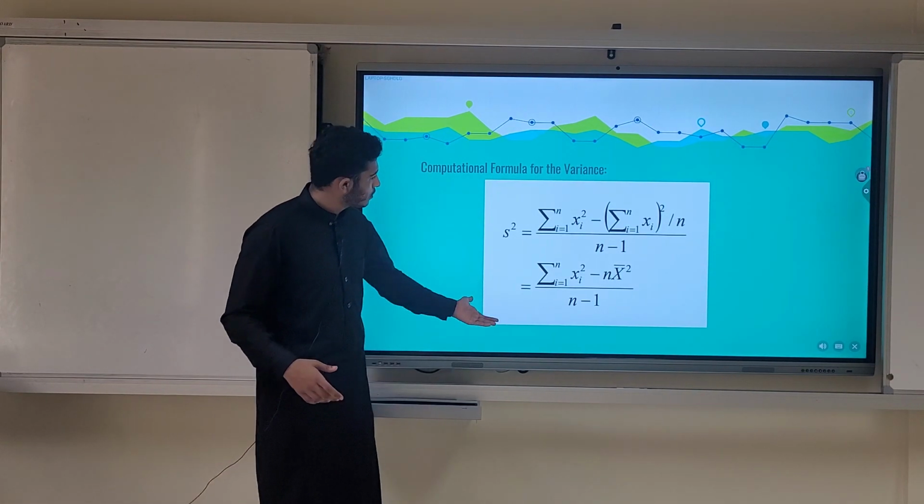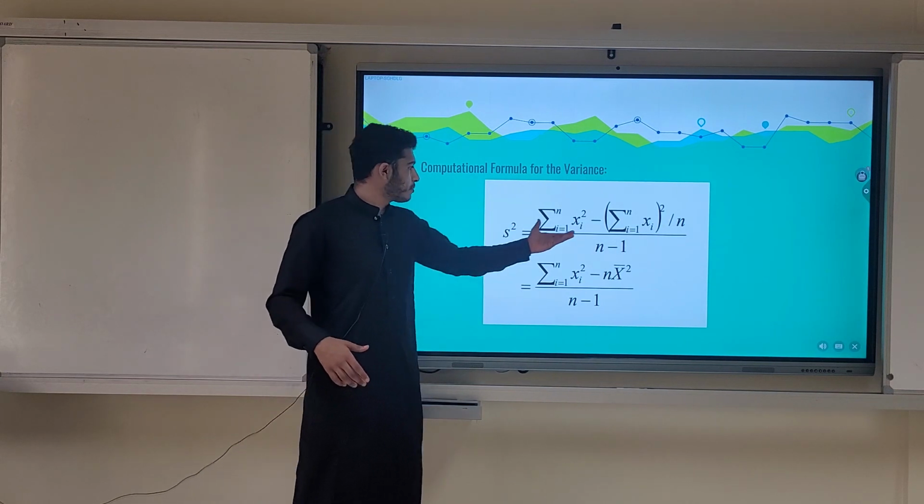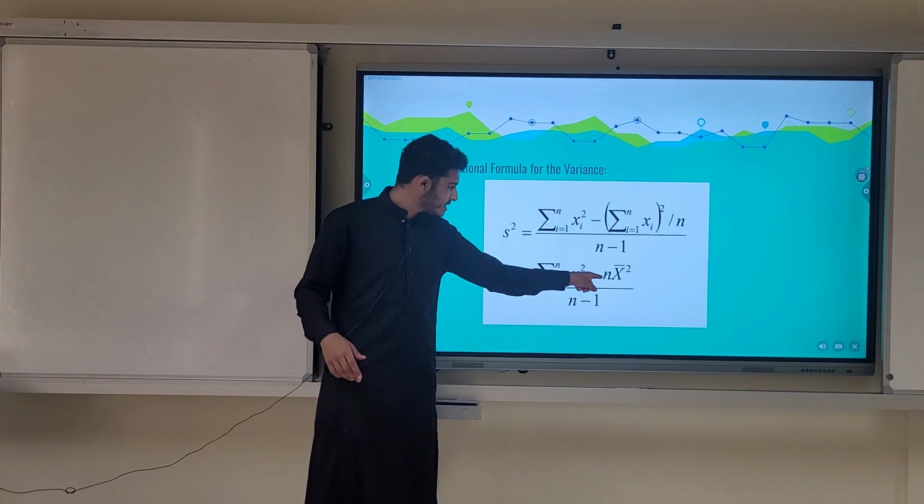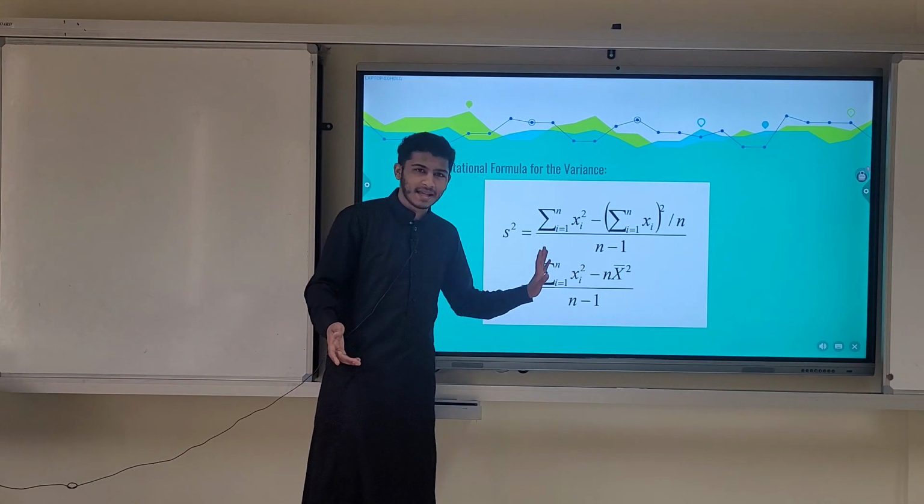As we can see, we have two formulas. This formula, assuming that you have not found x bar. Well, here it's capital X bar, doesn't matter. It's just x bar, it's the mean.